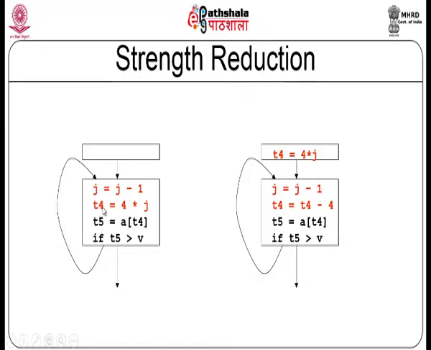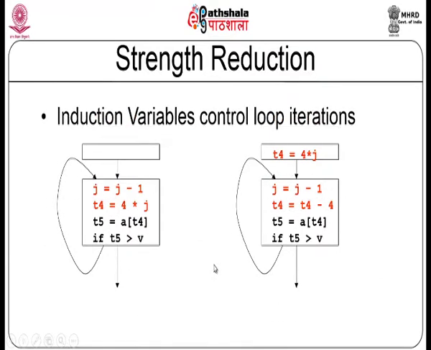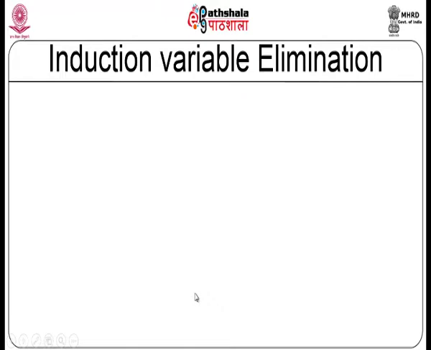So what have I done? Rather than multiplying it n times as long as this loop executes, we have moved this code ahead of this, therefore it gets computed exactly once, whereas here it is replaced by n times of subtraction. This is called strength reduction. Induction variables control the loop iteration, therefore that should be taken care of when doing this.